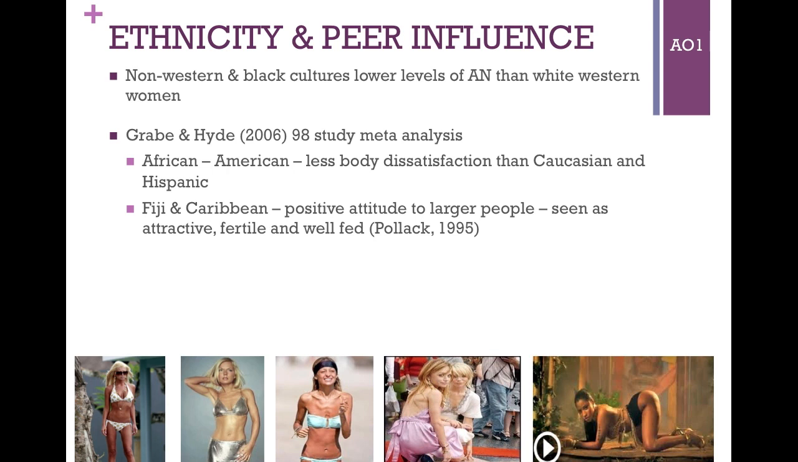They were comparing the differences in ethnicity and incidence of anorexia nervosa. And what they found was that there was a lot less body dissatisfaction in African American girls than in Caucasian and Hispanic girls. So that backs up the idea that ethnicity has a role to play in anorexia. What's also been found is that in other ethnicities, such as in Fiji and in the Caribbean, there's actually a positive attitude to bigger body types.